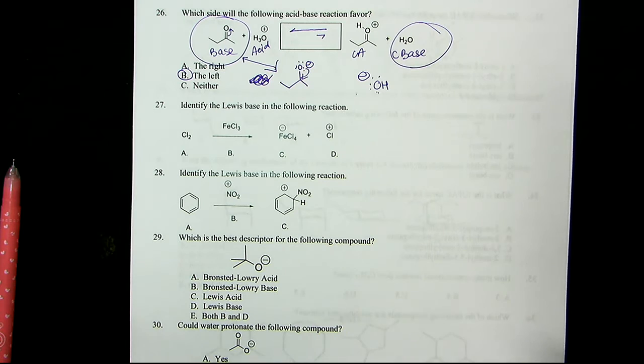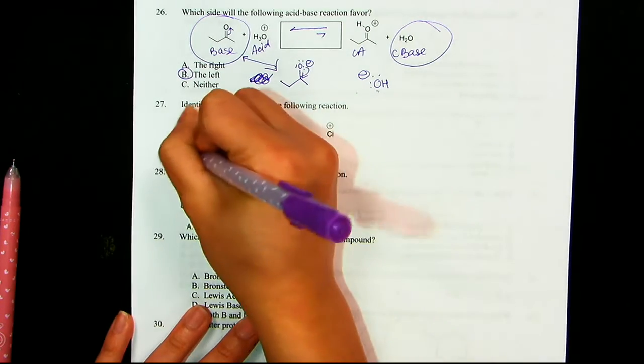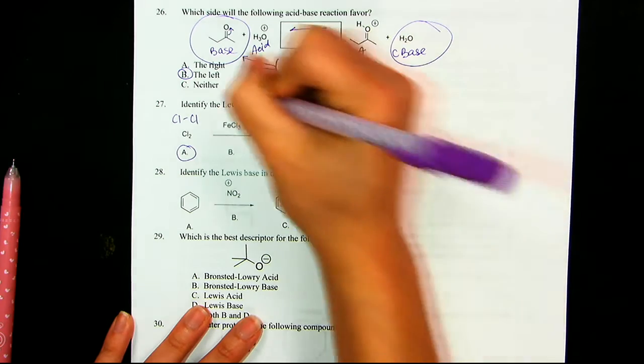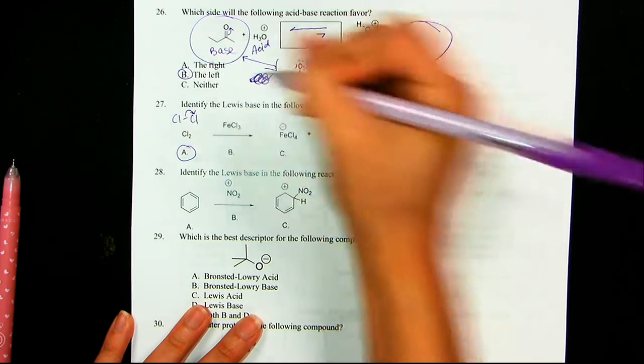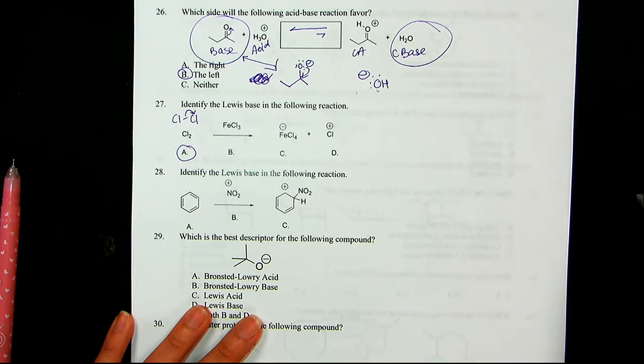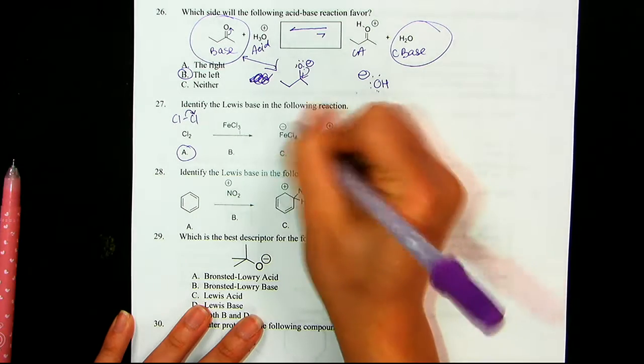Identify the Lewis base. So I mentioned again that the Lewis base will donate an electron. So it's something that's going to donate an electron. So in this case, it will be the chlorine molecule. So we have chlorine, right? So what's going to happen is that we're going to donate these electrons to this chlorine, but then this iron will attack. So the chlorine will attack iron. That's how we call it FeCl3.